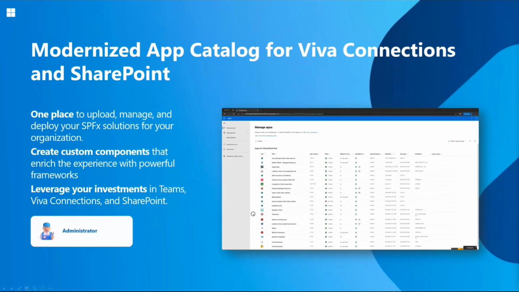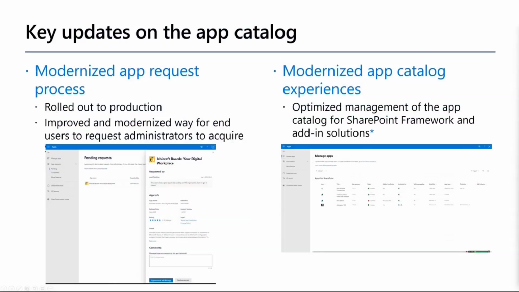Now, the key updates in this area can be divided into two main points. Number one is the modernized app request process. I'm going to show that one in practice today, so you'll understand what this means and how things work. This has already been rolled out to production, but it hasn't necessarily been super clear that it's out, what it means, and how it can be accessed. So we're going to do a live demo on that one today.